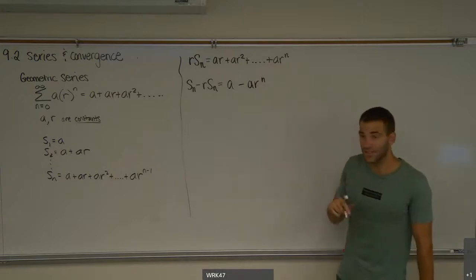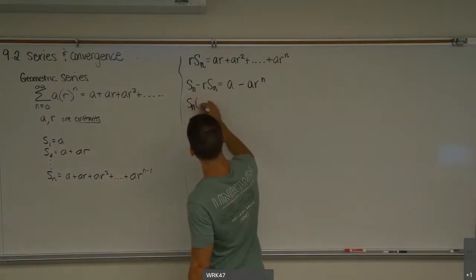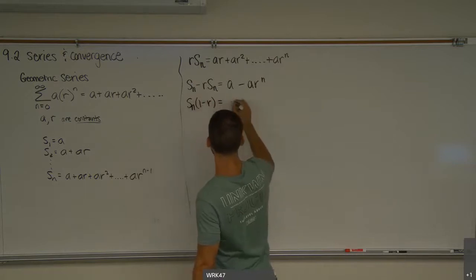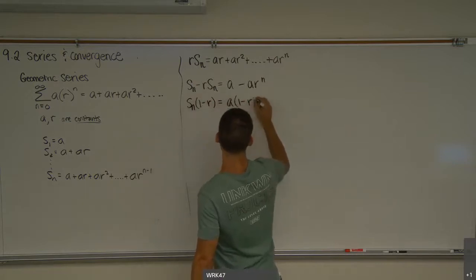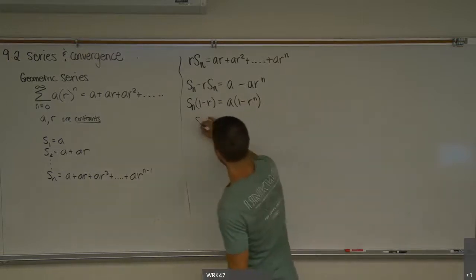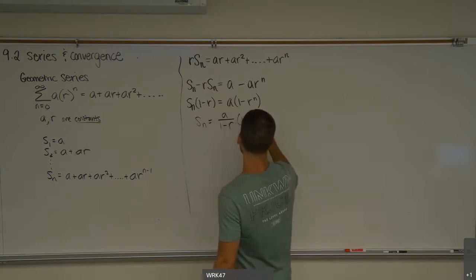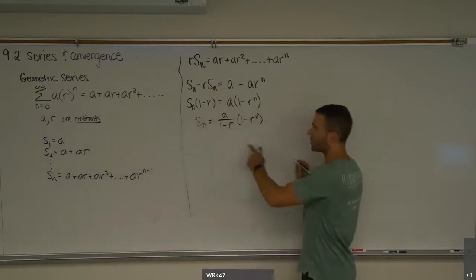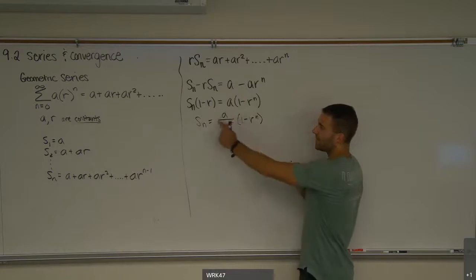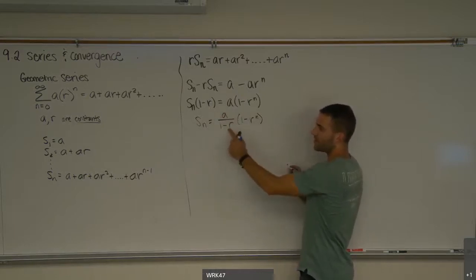Now what's great about this is I can solve this for Sn. I can factor out the Sn, getting 1 minus r, and factor out the a, giving me this. And I can divide both sides by 1 minus r. The reason I just put it underneath the a, I could put it over the whole thing, there's no difference. I put it here because remember a and r are just constants, so this is just some sort of number. It has nothing to do with n.